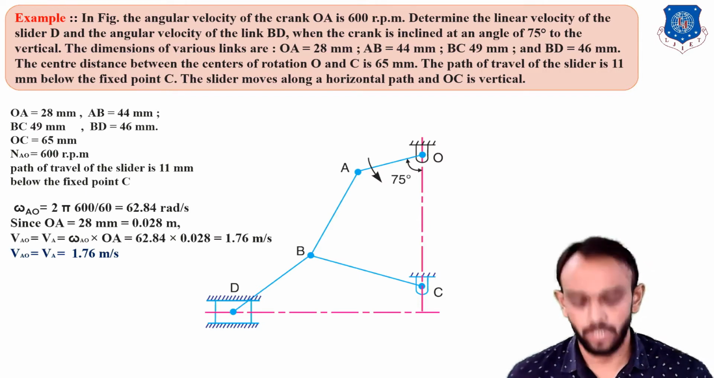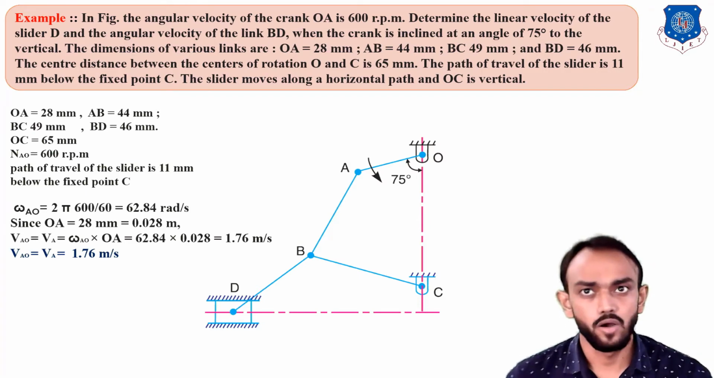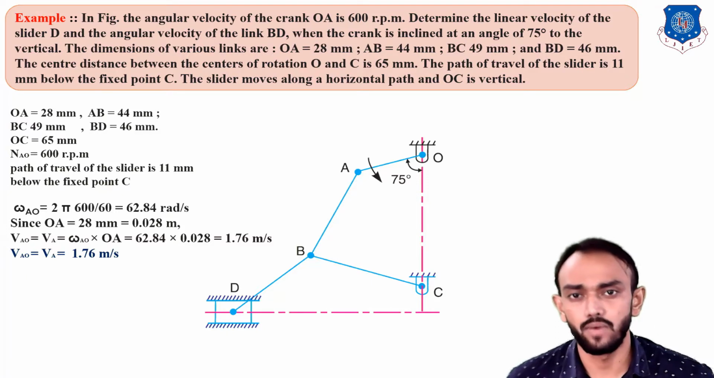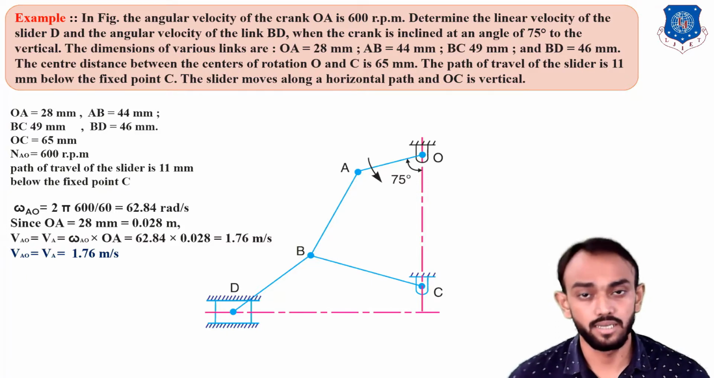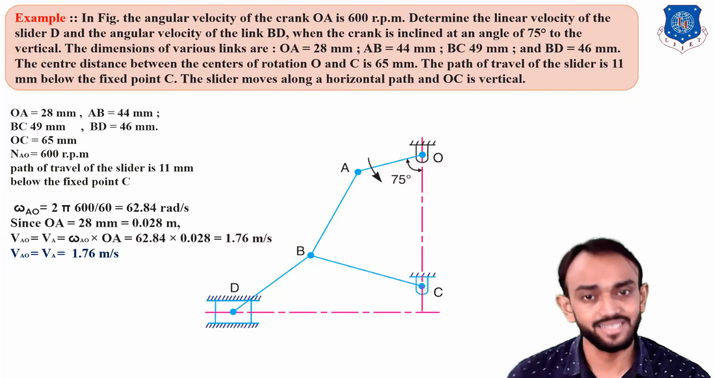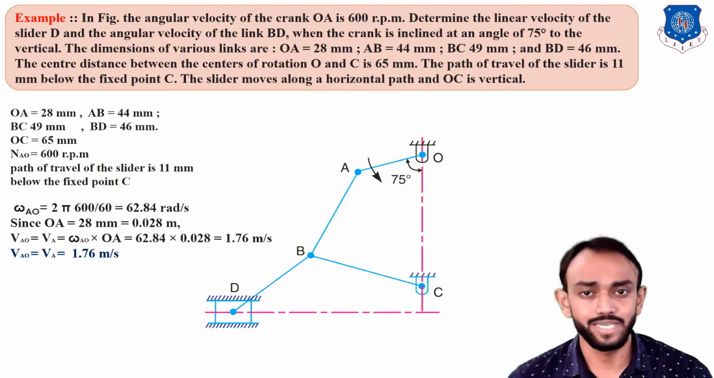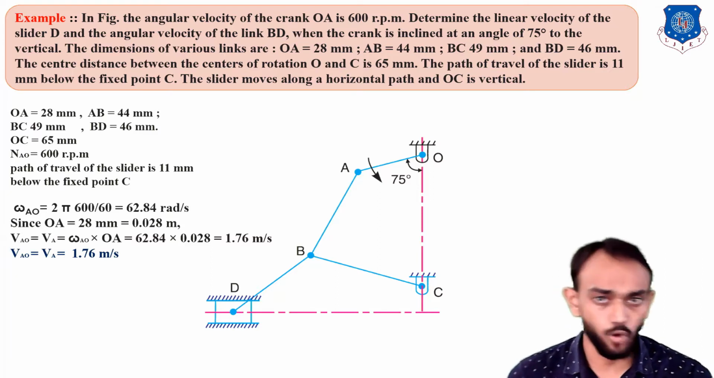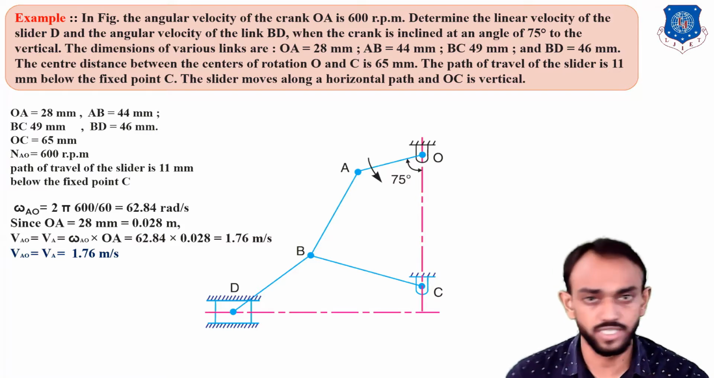The angular velocity of crank OA is 600 RPM. Determine the linear velocity of the slider. So the slider is there, and we will use our rule number 3 here, which is: whenever a slider is given, the velocity line of that slider always passes through the origin point.